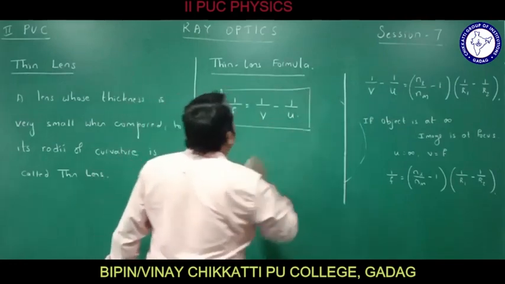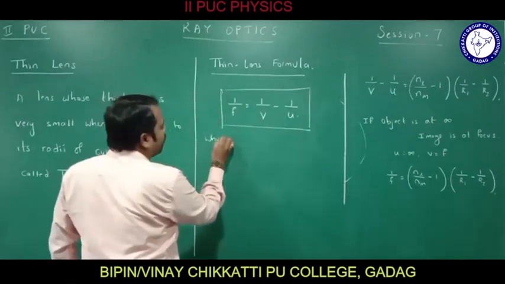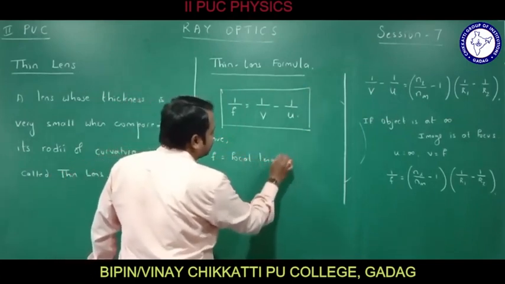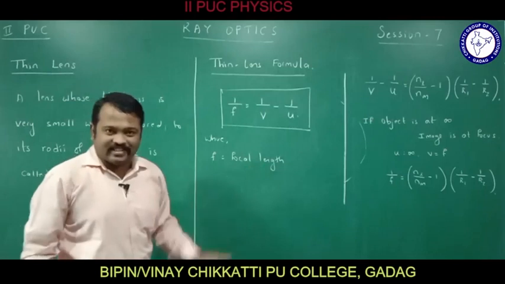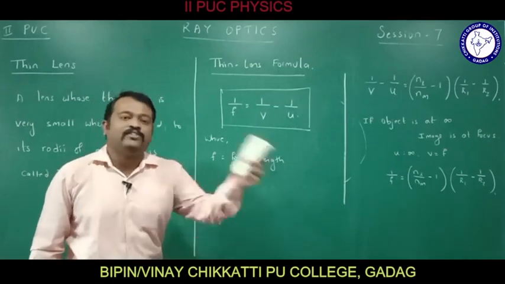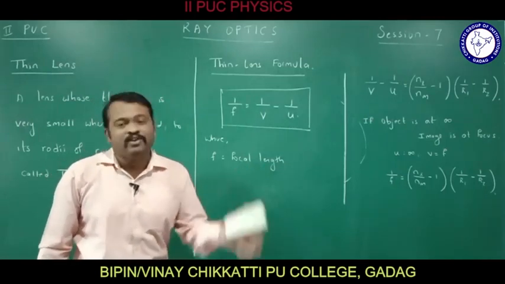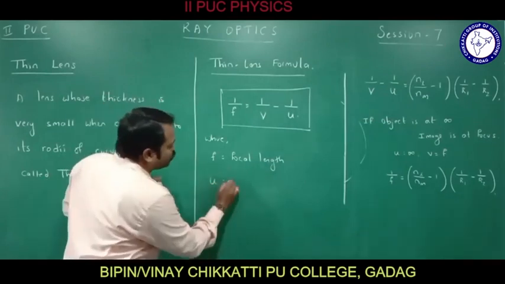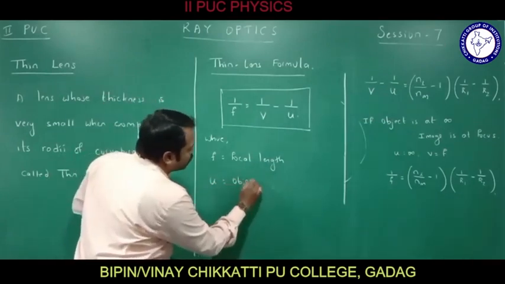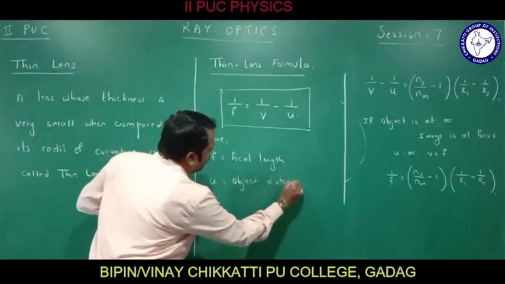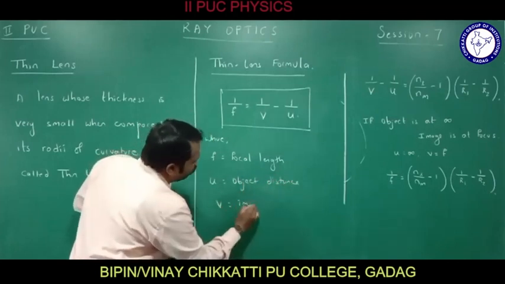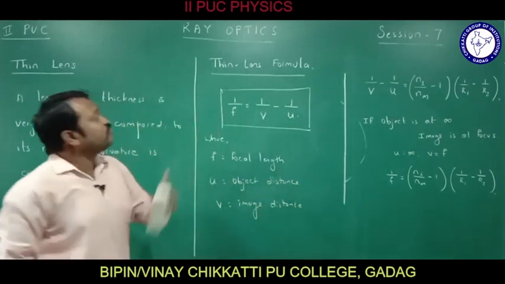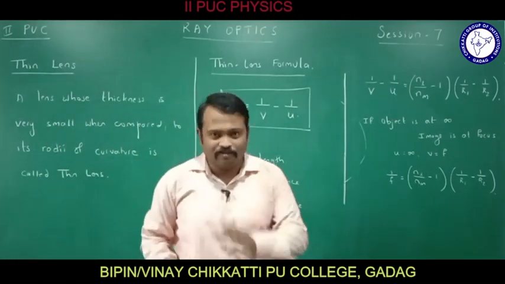So 1 by f is equal to 1 by v minus 1 by u, and this formula is called the thin lens formula, where f is the focal length of the lens which I am using. If I am using a convex lens, focal length is positive. If I am using a concave lens, focal length is negative. u is the object distance, and v is the image distance. Do remember this. So this formula is called the thin lens formula.